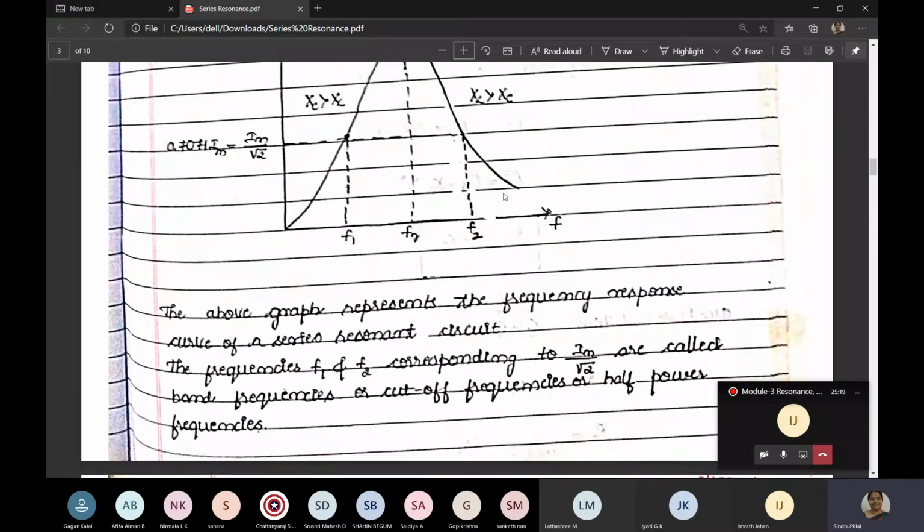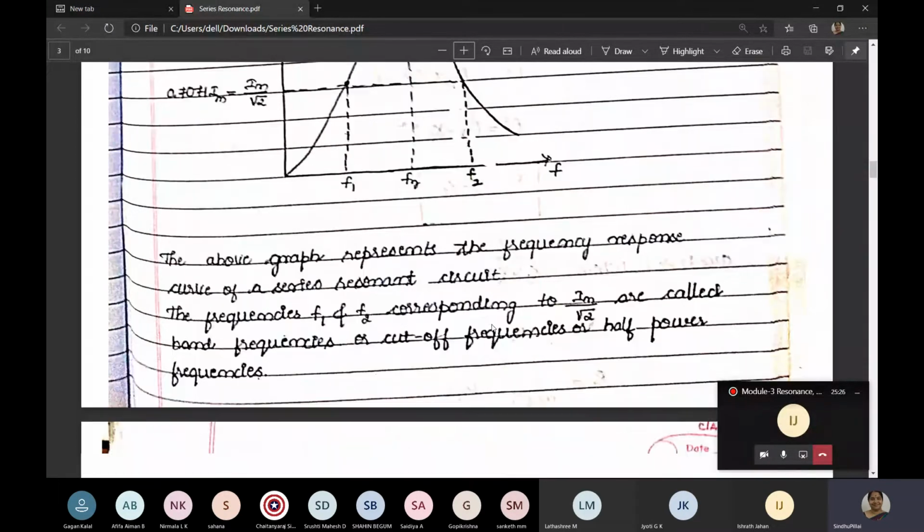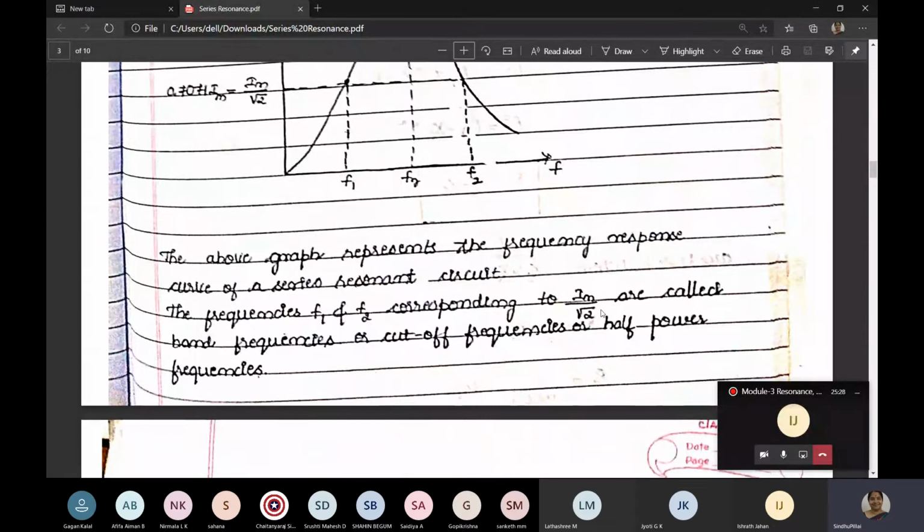The above graph represents the frequency response curve of a series resonant circuit. The frequencies F1 and F2 correspond to Im by root 2, that is the current here, and they are called band frequencies. There are three names for this: band frequencies, cutoff frequencies, or half power frequencies. So they may ask, find out band frequencies or cutoff frequencies or half power frequencies.